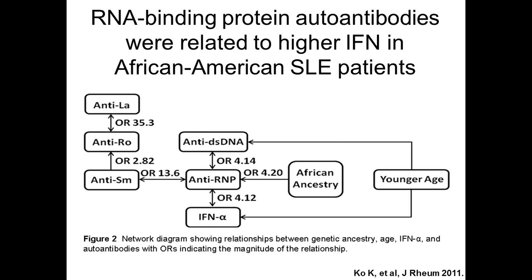So it seemed that the link between African-American ancestry and interferon was somewhat indirect. If you trace the arrows between the two on the diagram, you have to link through these anti-RNP antibodies to get there, suggesting that the ancestral background may have a bigger impact on the antibody profile, which then makes you more likely to have high interferon levels.